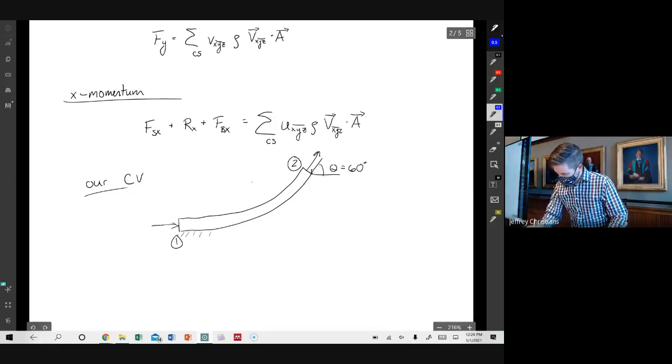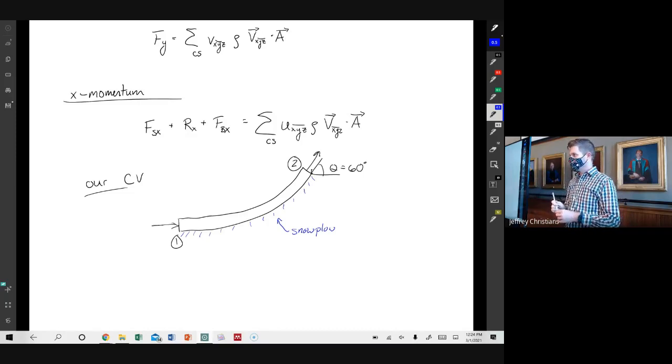Right, so this part, this is the only solid part. This is the snowplow part. Does this kind of picture make sense at least?